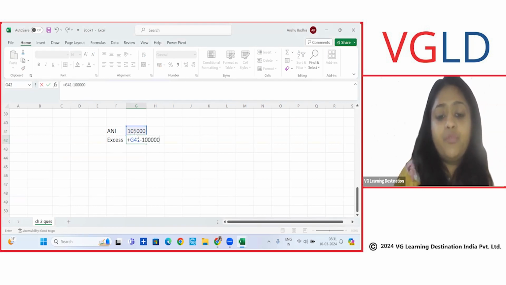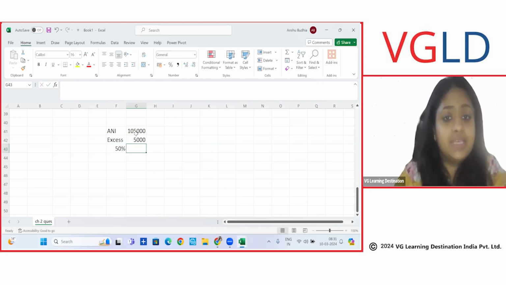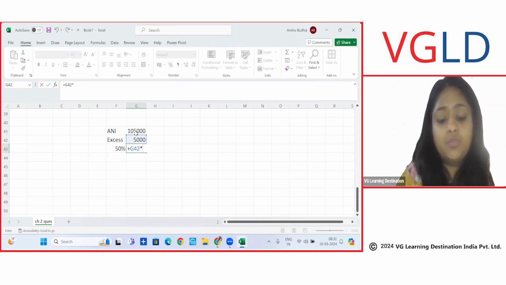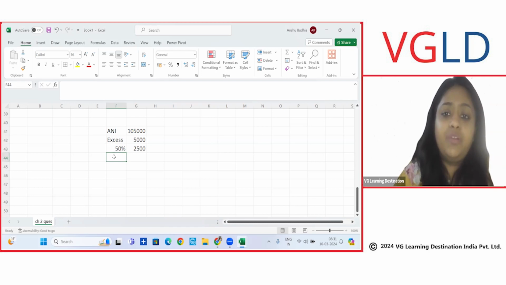When you reduce 1 lakh from it, you get 5,000 as excess. I'm sure you must have got it. Next step is to get 50% of the excess. 50% of this is 5,000 multiplied by 50%, which is 2,500. Okay? Yes, Nikita, you're correct. You got 50% of the excess, 2,500. Now simply reduce it from your PA available.